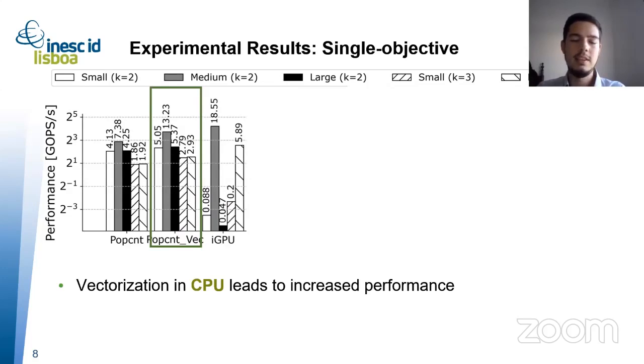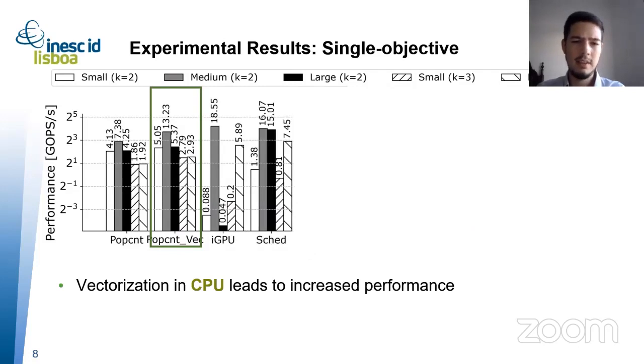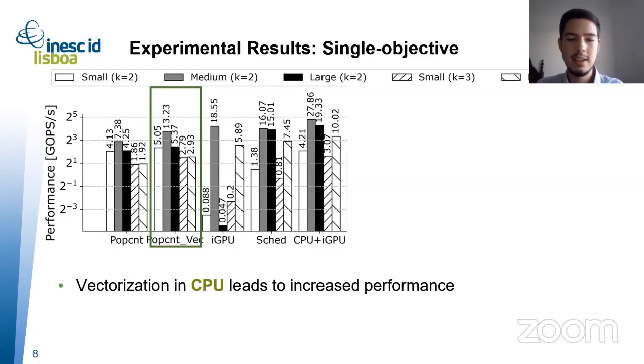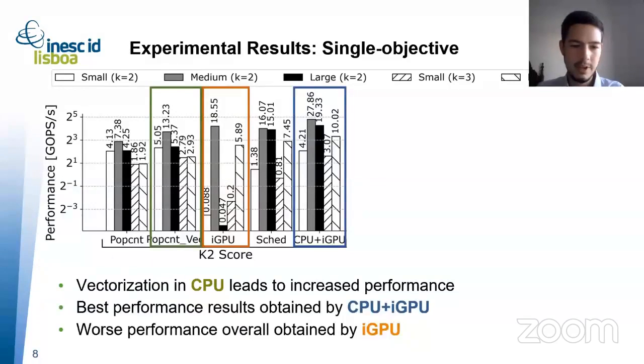When running only in the iGPU, we obtain these results, and when enabling the scheduler, dividing work between the CPU master thread and only the integrated GPU, not the CPU cores, we obtain these results. Finally, enabling the full framework allows us to obtain the results presented here in CPU plus iGPU. Comparing every result, we are able to conclude that the best result overall is obtained by the full framework, CPU plus iGPU, while the iGPU only obtains the worst results overall.